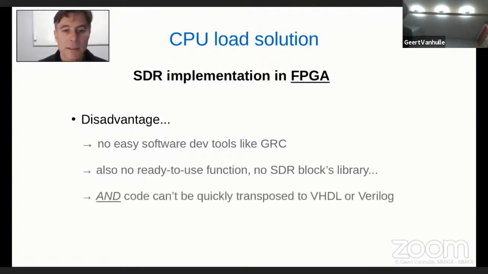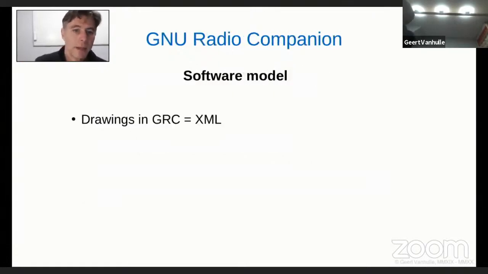And it's not something that we can easily transpose. You can't just simply take the code here and convert it to VHDL or Verilog, because VHDL or Verilog is not a programming language in the sense of sequential programming languages like the way we are used to it in the CPU setting. So VHDL code is completely different. It's another mindset, and you can't just simply transpose code to it. So one of the solutions here would be that we make the drawings in GRC.